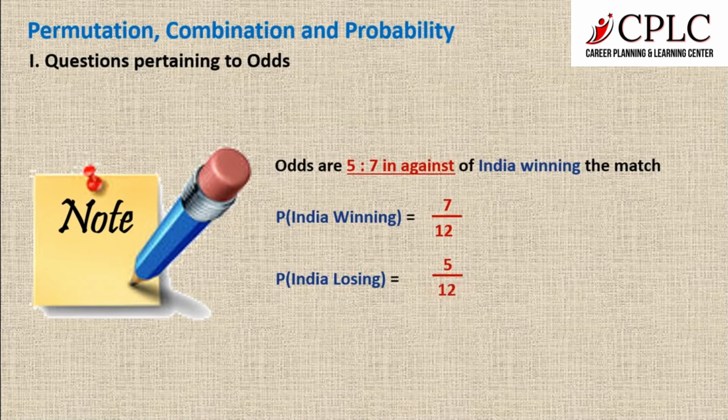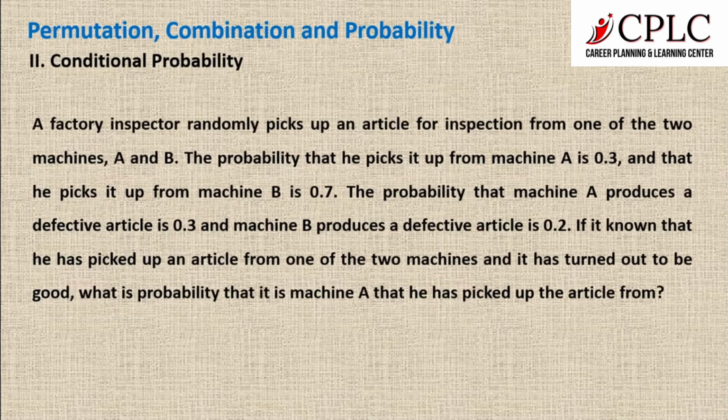The next thing is called conditional probability, or we also call it Bayes theorem. So, a huge piece of information. Let's read that out. A factory inspector randomly picks up an article for inspection from one of the two machines, A and B. The probability that he picks it up from machine A is 0.3, and that he picks it up from machine B is 0.7. The probability that machine A produces a defective article is 0.3, and machine B produces a defective article is 0.2.